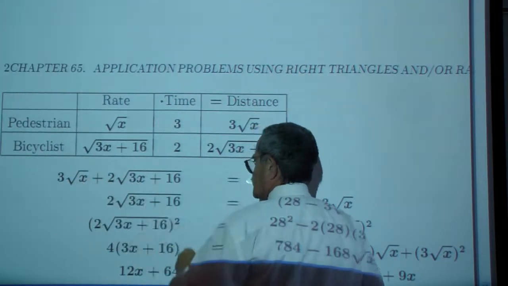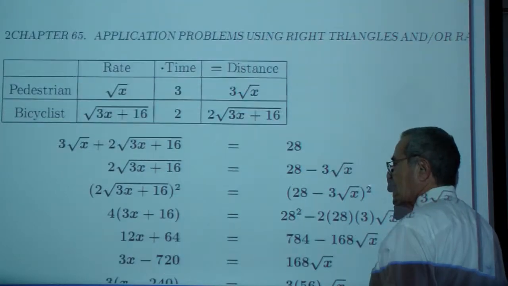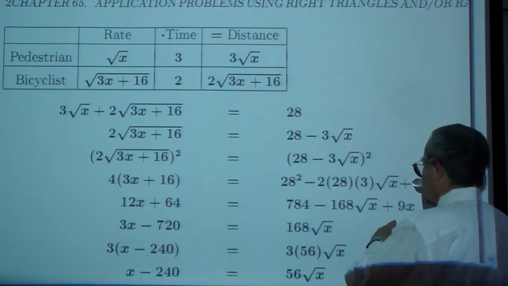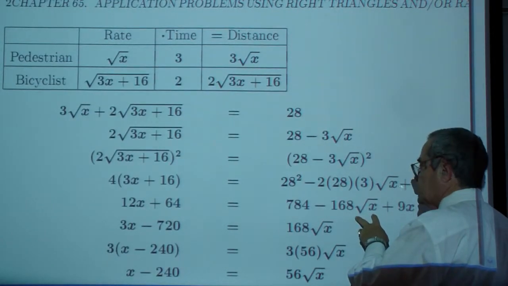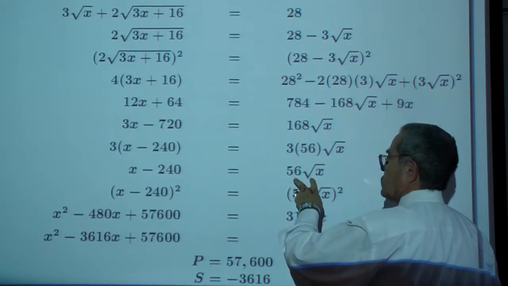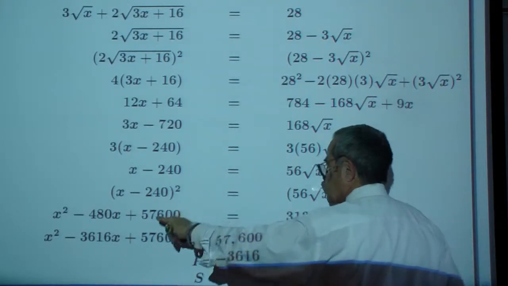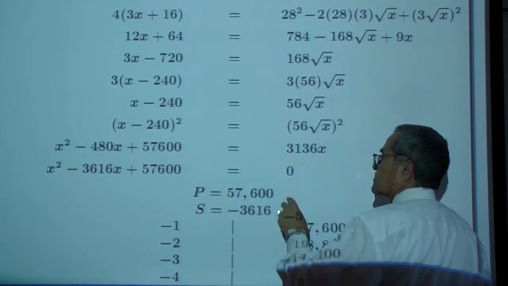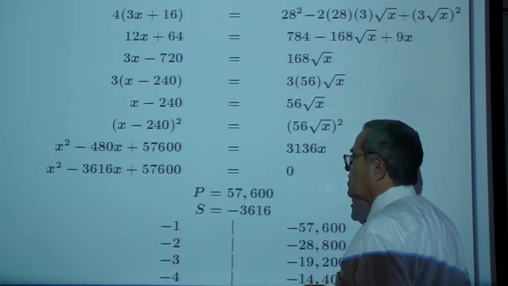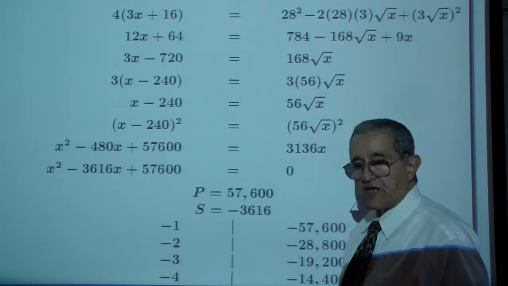So distance plus distance: isolate the square root, square both sides, distribute, isolate the square root now, which apparently is multiplied by 56. So square this side, square that side, get a quadratic.